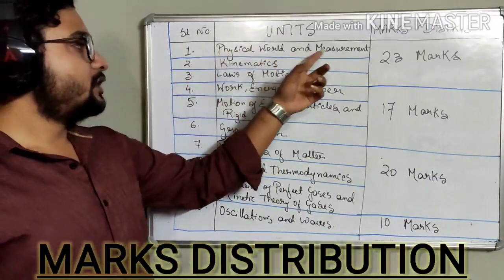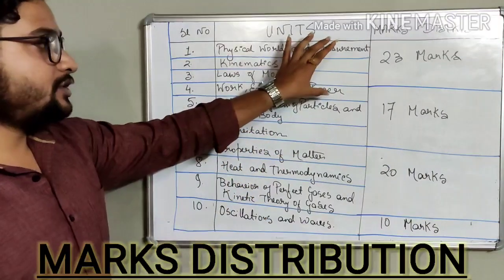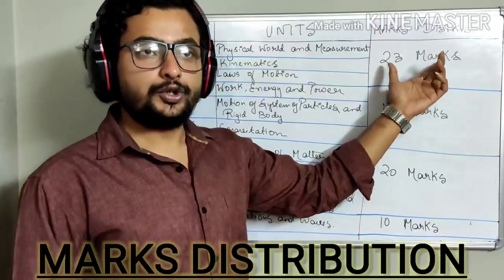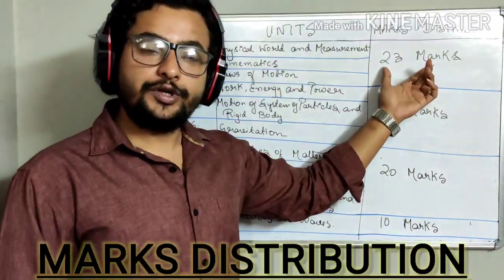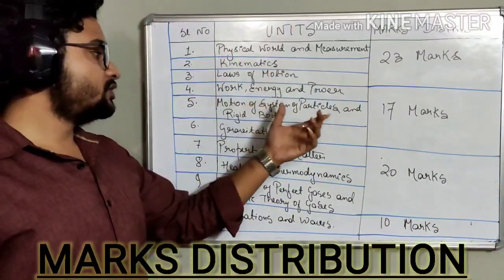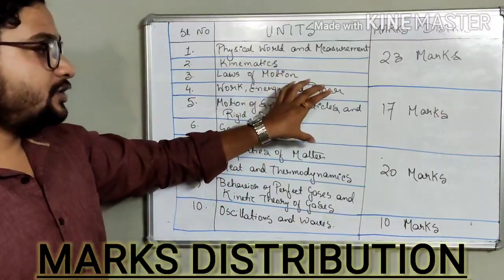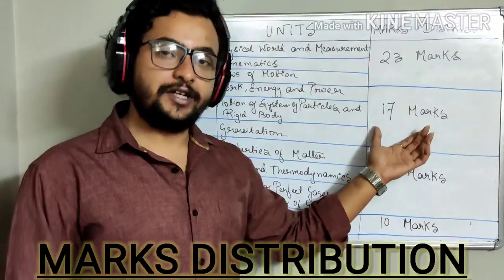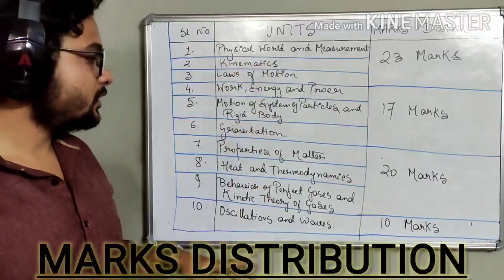Now see, physical world and measurement, kinematics and laws of motion. These 3 units will be based on 23 marks. So from these 3 units, you will get questions of 23 marks. Next, work energy power, motion of system of particles and rigid body, and gravitation. These 3 units will contain 17 marks.